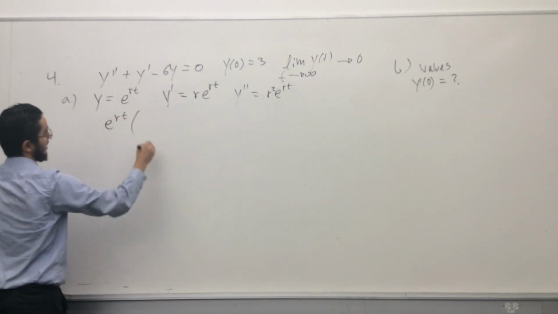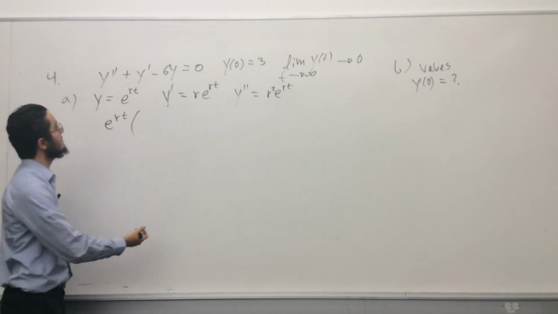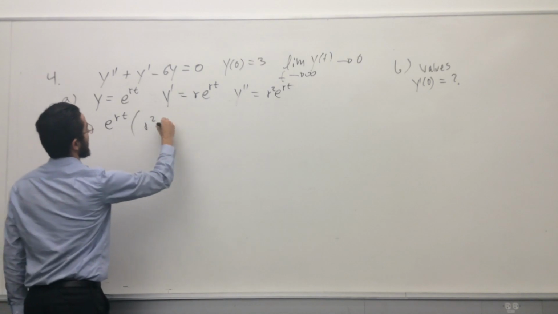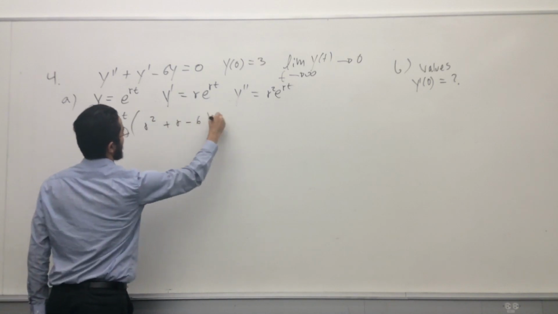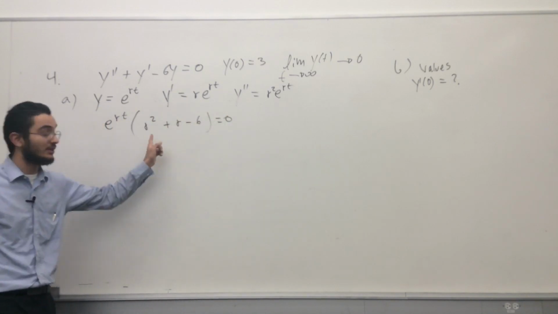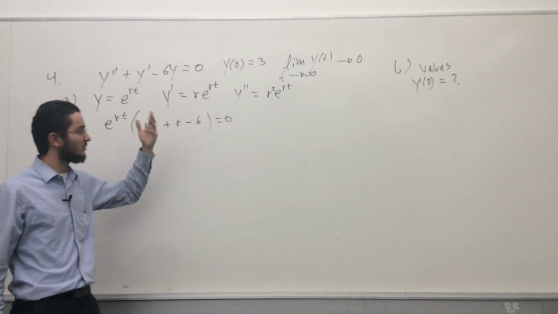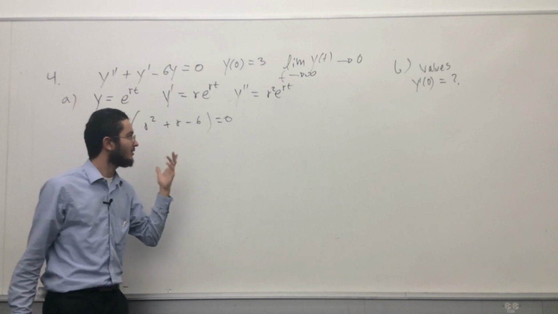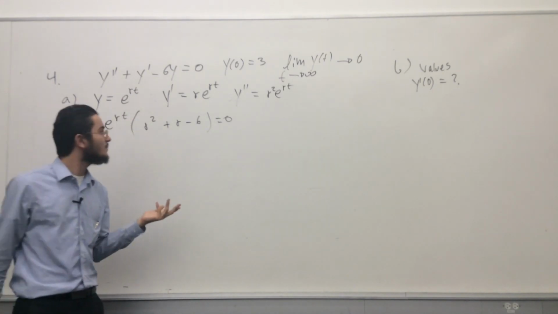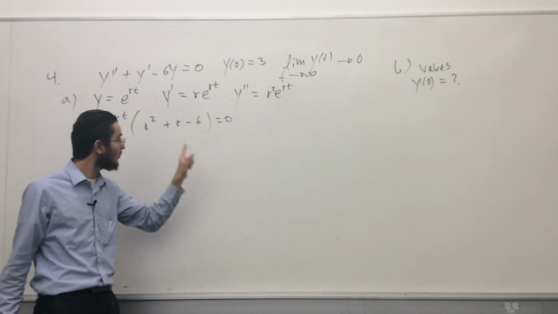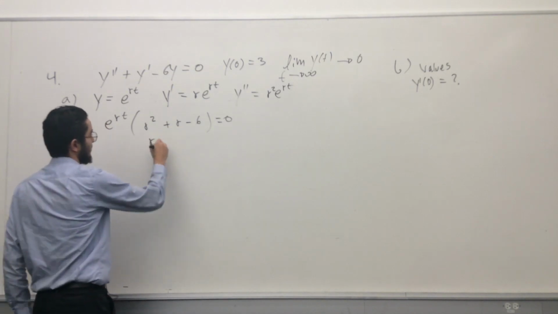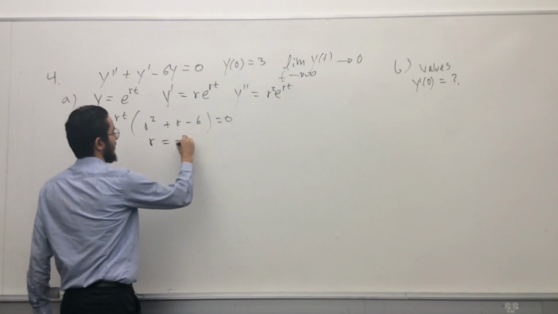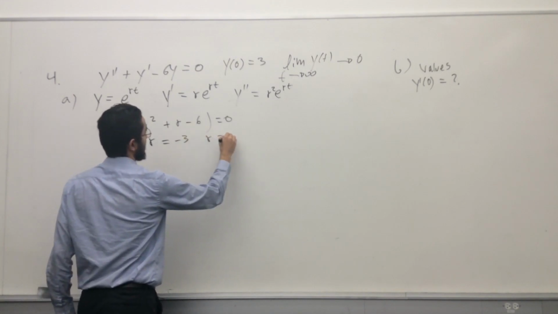I'm going to factor it because we have a common factor of e to the rt, multiplied by r squared plus r minus 6. All of this equals 0. This is our quadratic equation that's going to determine what the values of r are. So we can factor this pretty easily, right? 3 times negative 2 is negative 6, and 3 minus 2 is 1. So that works out. So we got r equals negative 3, and r equals 2.